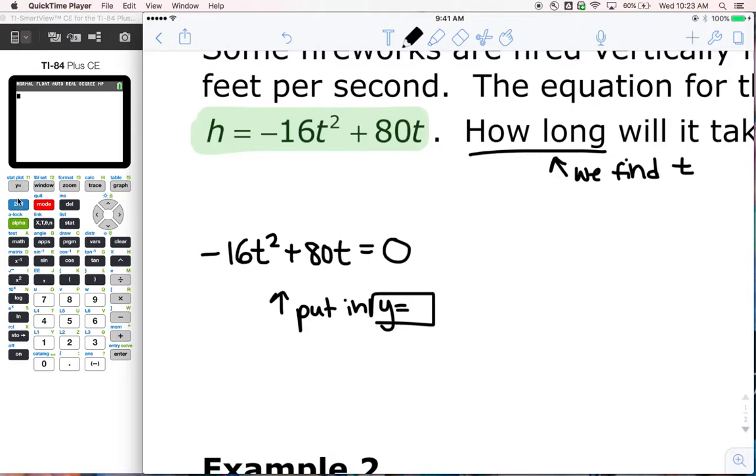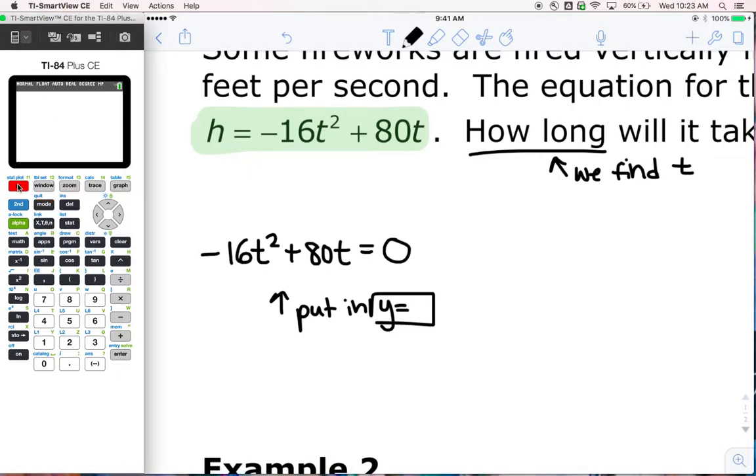Here we go, y equals, and you can see I already typed it in there. Please notice I did not use t, I just used x. It's just a variable, it doesn't really matter what you call it. Now I'm going to graph this. If we graph it the way you have it, it'll probably turn out like this. You can't even see the top of it, which isn't a big deal because we want to know when it hits the ground.